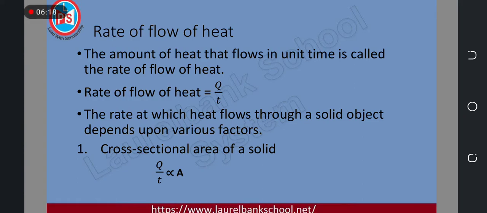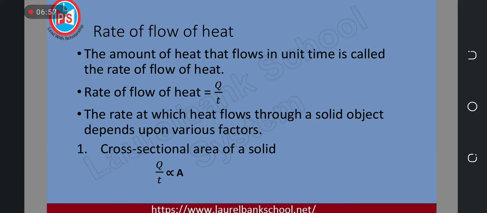First of all, the amount of heat that flows in unit time is called the rate of flow of heat. The rate of flow of heat can be written in mathematical form as rate of flow of heat equals Q over T. Q represents the heat and T is time. Heat energy divided by time is the rate of flow of heat. The rate at which heat flows through a solid object depends on various factors.